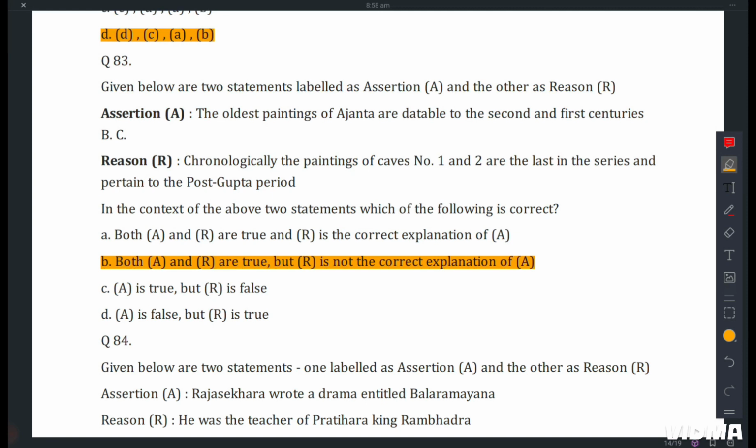Then the reason they have given: chronologically, paintings of caves number 1 and 2 are the last in the series. Okay, so when does the first phase come? 2nd century to 1st century BC, and the object of worship is the stupa here, and caves 9, 10, 12, 13 and 15A belong to this era. Then phase 2, which is 5th century AD to 6th century AD, excavations were by the Vakatakas and Chalukyas and belong to Mahayana Buddhism.